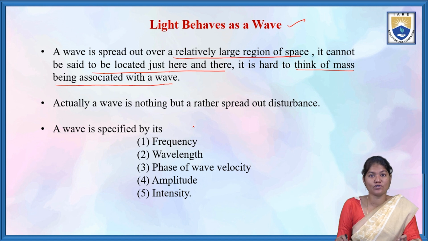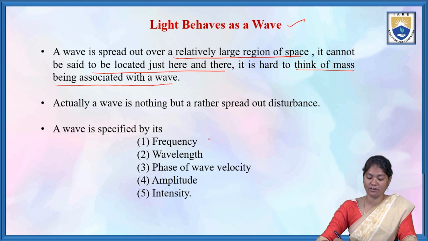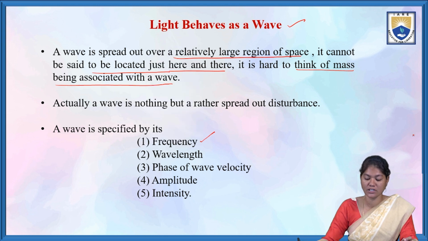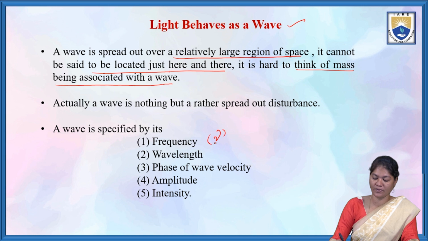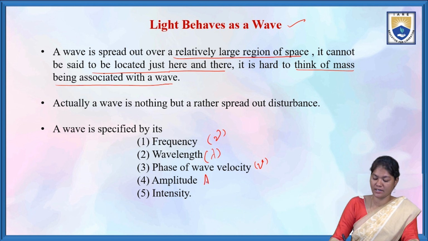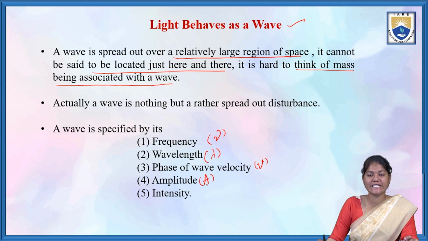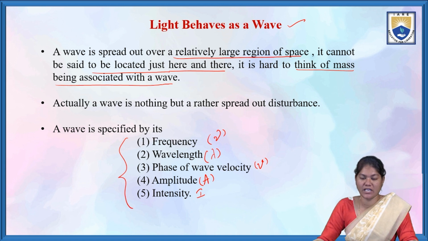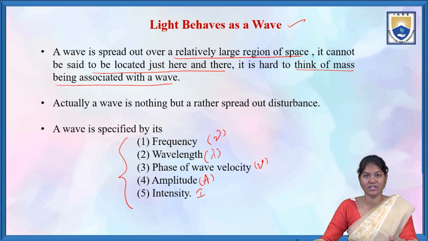So what are the specifications of a wave? When coming to the specification of a wave, it should have a frequency, mu, wavelength, lambda, phase of wave velocity, v, amplitude, a, and intensity, I. If a wave has these features, then we say that it's a wave. So these are the specifications of a wave.